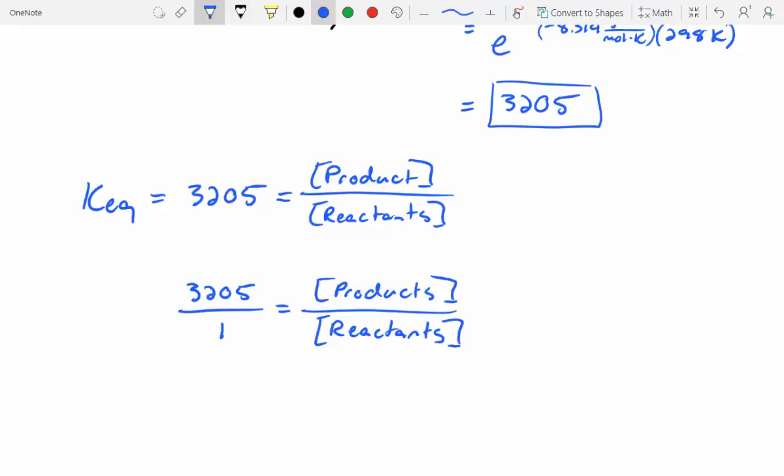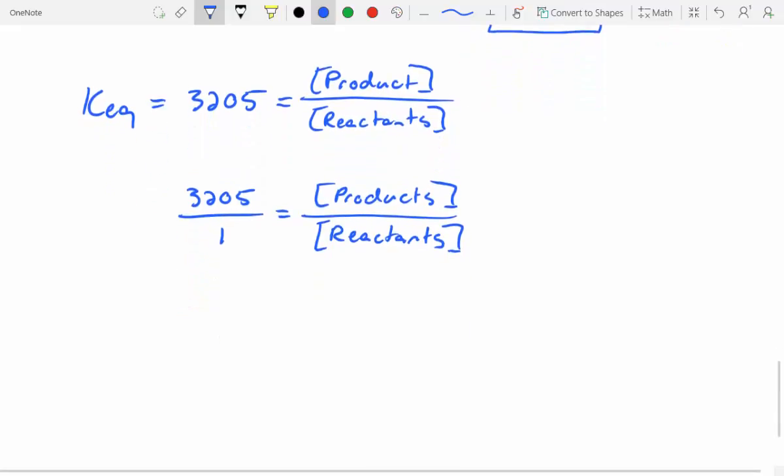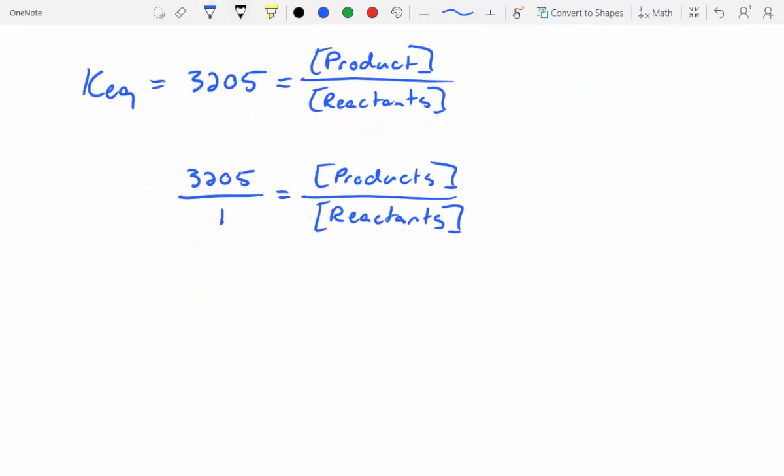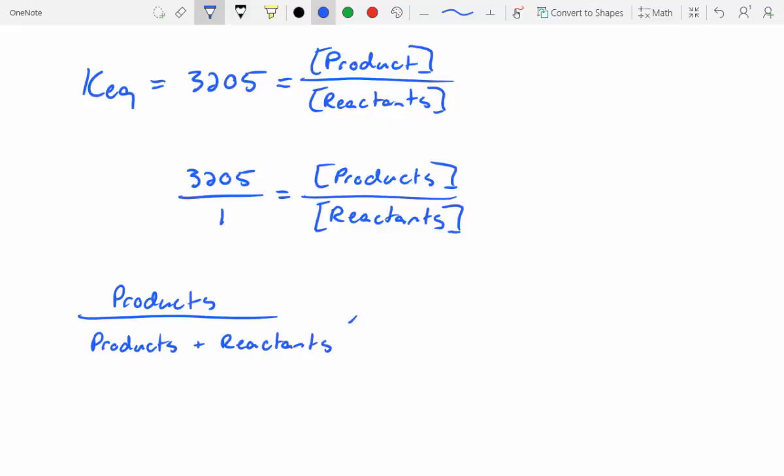Just be 3205 over 3206. Yeah, exactly. This is something that people really overanalyze. I'm basically telling you that our product's concentration is the 3205 number, our reactant's concentration is 1. So if you think about this, our ratio of products over our full reaction mixture, which is our products plus reactants, times 100 will give us our percent product at equilibrium.